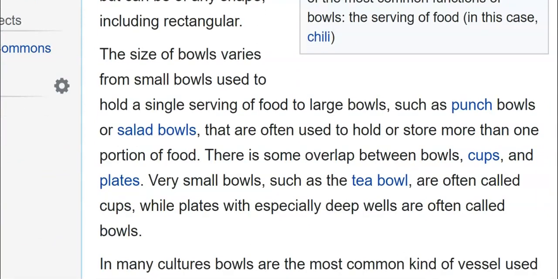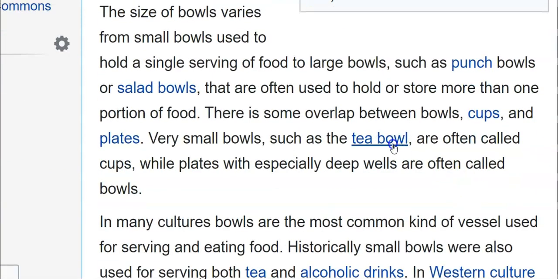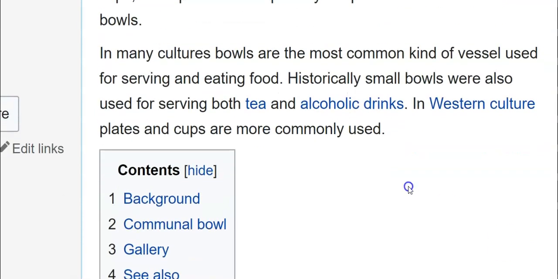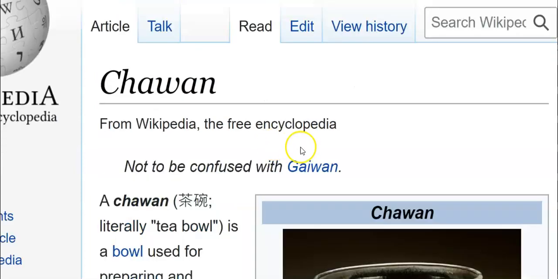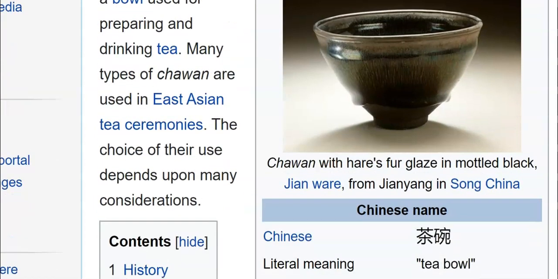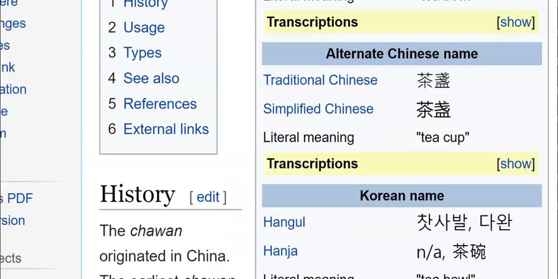Like a punch bowl, tea bowl. Used for small bowls, used for serving both tea and alcoholic drinks in Western culture, right? So the idea of East and West again. The bowl. Chawan, tea bowl. Preparing and drinking tea, chawan. Tea bowl, simple as.